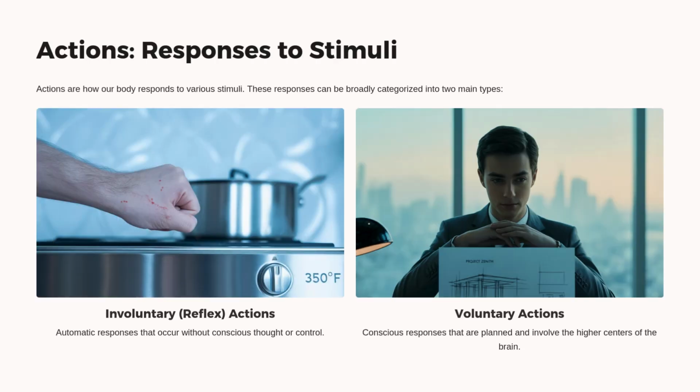Actions. Responses to stimuli. Actions are how our body responds to various stimuli. These responses can be broadly categorized into two main types: involuntary reflex actions, automatic responses that occur without conscious thought or control, and voluntary actions, conscious responses that are planned and involve the higher centers of the brain.